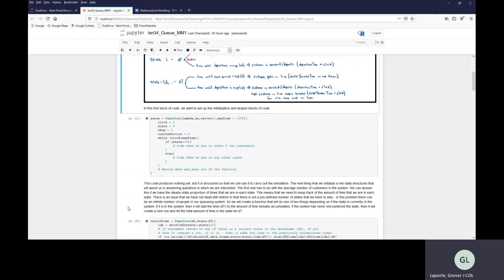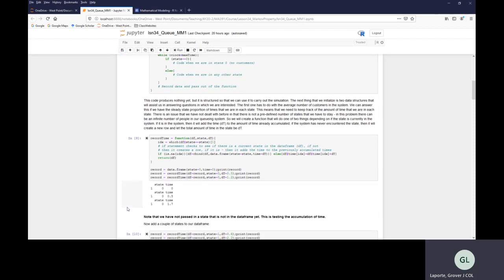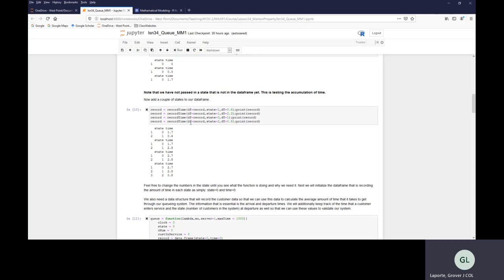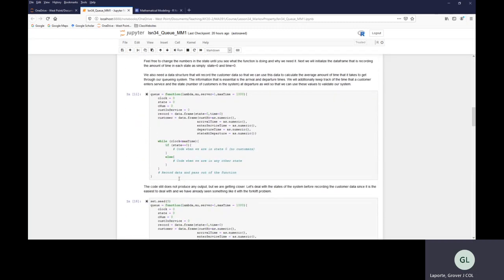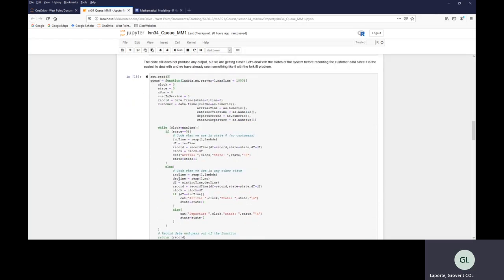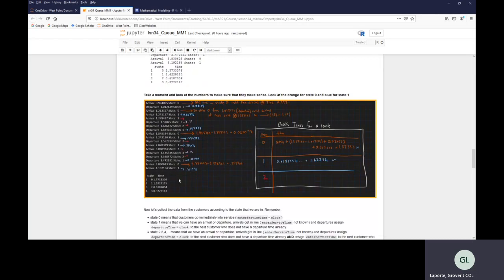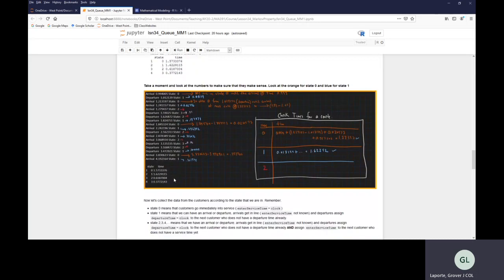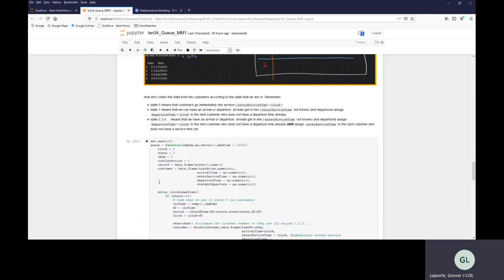I set it up here, and then I created this thing called record time, and there's a reason why. I don't know how many states there's going to be, so I have this function that will either increase the amount of time, or create a new state and have that be my amount of time. Then it goes through a couple examples, and I slowly build our queue function for this MM1 server. And then I validate it. I always try to validate the code to make sure that it's all making sense.